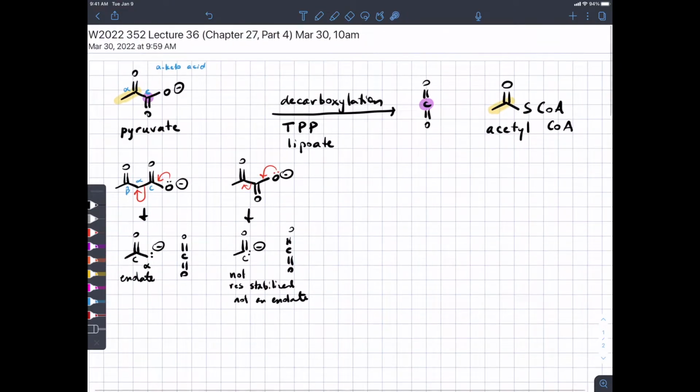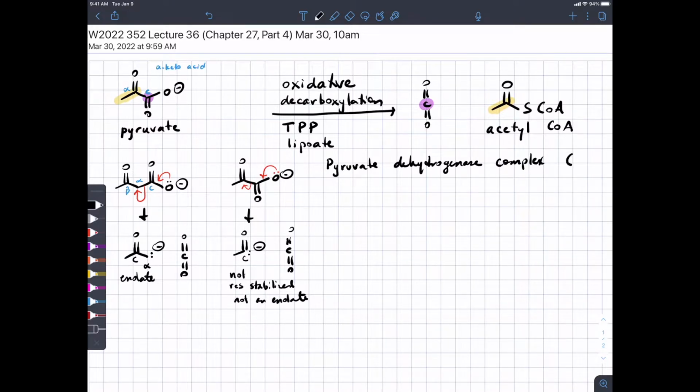because if you look at what happens in this reaction, not only do we break a carbon-carbon bond, but we replace that carbon-carbon bond with a carbon heteroatom bond. So this is actually an oxidation reaction. We call this oxidative decarboxylation. And this is going to be catalyzed by the pyruvate dehydrogenase complex. And this has 3 different enzymes that catalyze the reactions that lead from pyruvate to CO2 and acetyl-CoA.